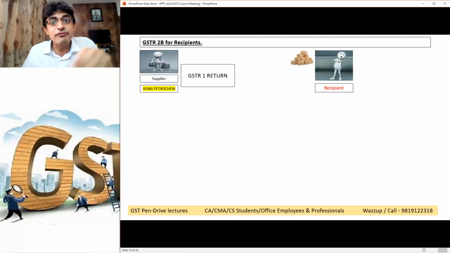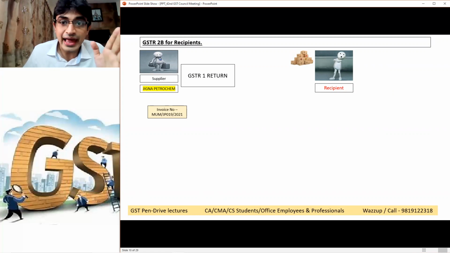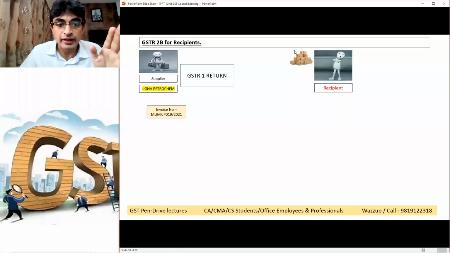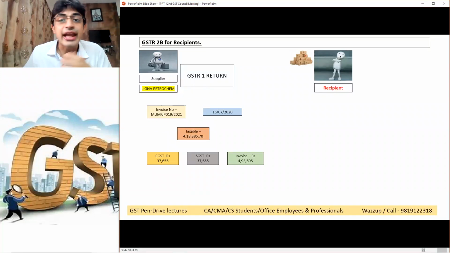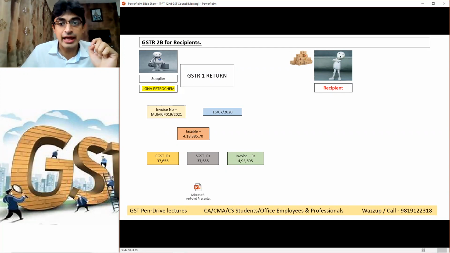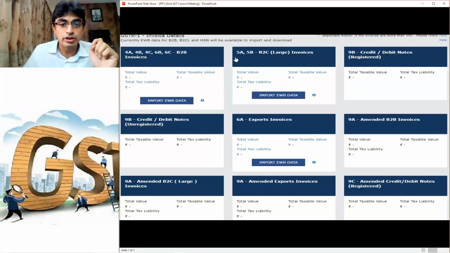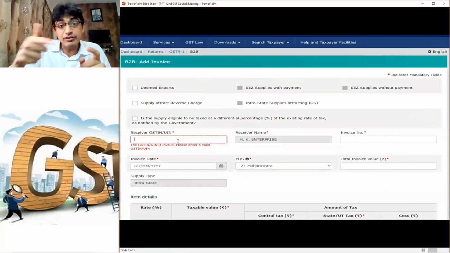Okay, Jigna Petrochem will file one return. Supplier will file a return, GSTR1. These are the invoice details. See this date, taxable amount, CGST, SGST, and total invoice value. Supplier has filed GSTR1. You can see the demo. This is supplier's GSTR1. He will open this tab. He will fill the details.